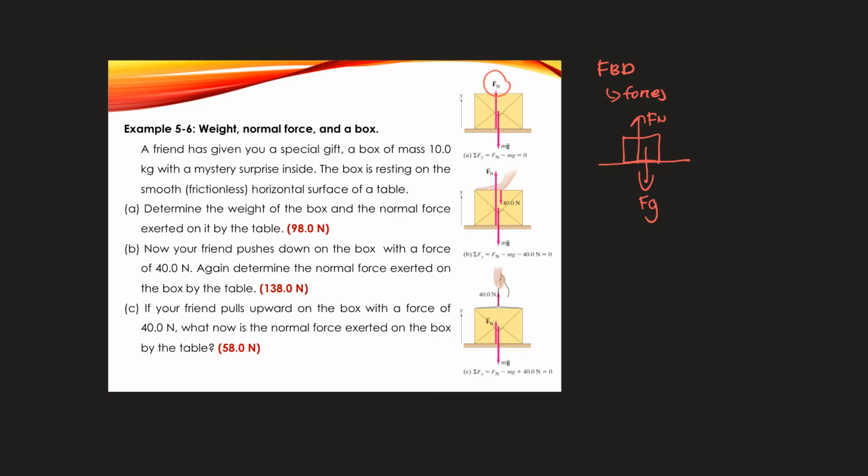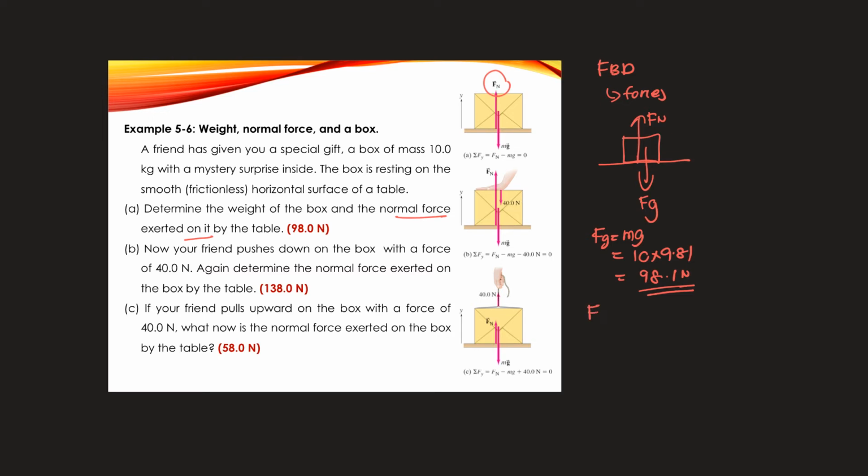Okay, so this one, the question asks you to determine the weight of the box and the normal force exerted on it by the table. For you to find the weight of the box, you are going to use W equals mg. Your m is going to be 10, times 9.81, so you are going to get 98.1 Newton. Basically very easy.